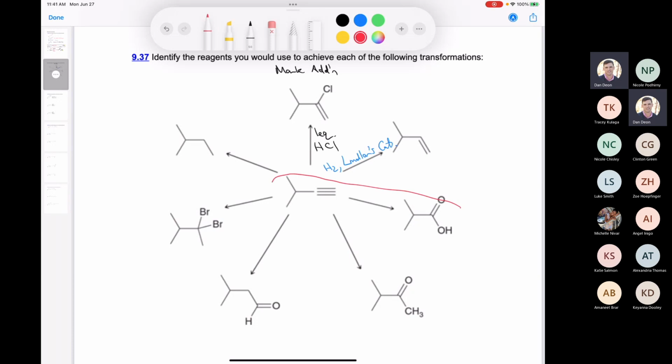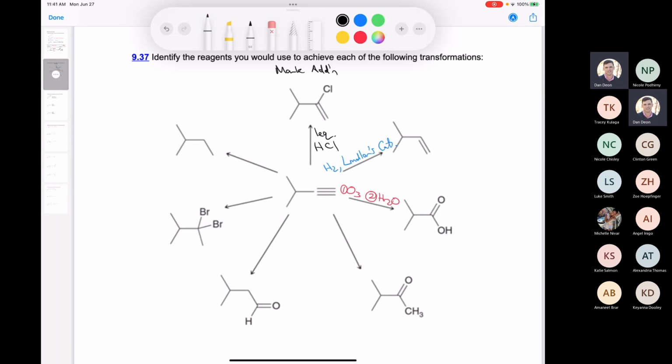What about if I want to take that terminal alkyne and get a carboxylic acid from it? Could anybody tell me what the conditions would be for this one that I have in the big red oval? Could anybody tell me even what the first reagent would be? Yeah, absolutely. Thanks, Luke. Yep, 100% correct. So it's going to be ozone followed by water.